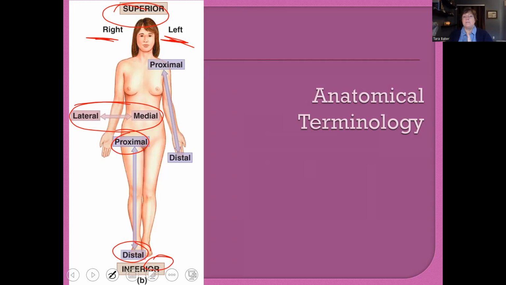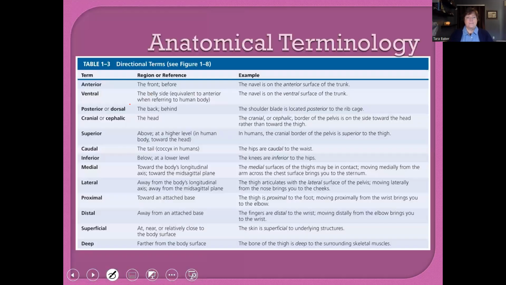So the heart is medial compared to the lungs. The lungs are lateral compared to the heart. So these are directional or relational terms. The shoulders are lateral to the rib cage. Or we say that the rib cage is medial compared to the shoulders. So lateral means on the outside of the core, medial means towards the inside of the core. So lateral and medial are going to be for the core of the body, proximal and distal are going to be for the limbs.